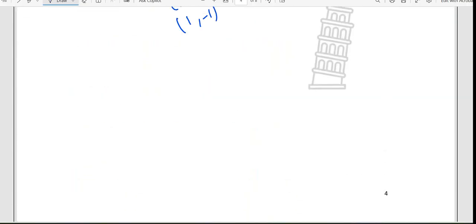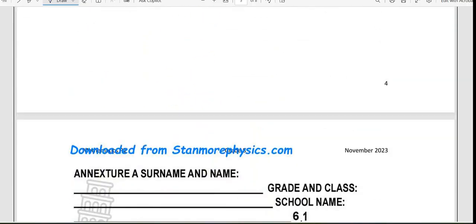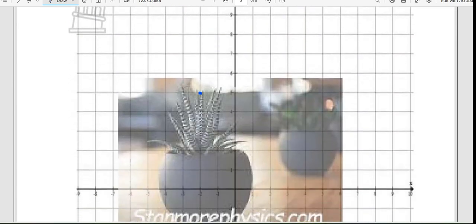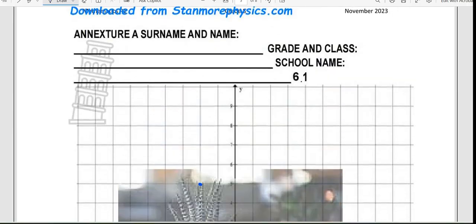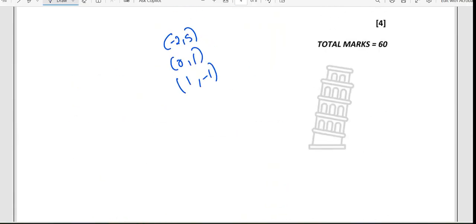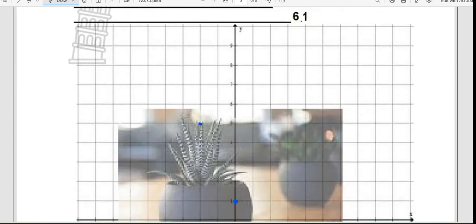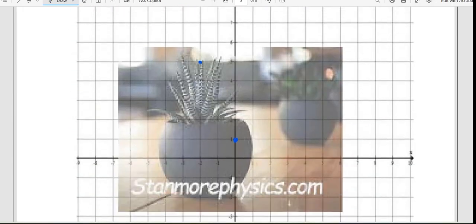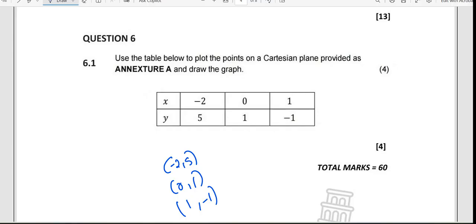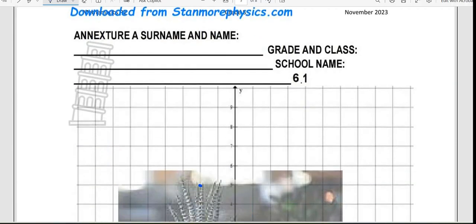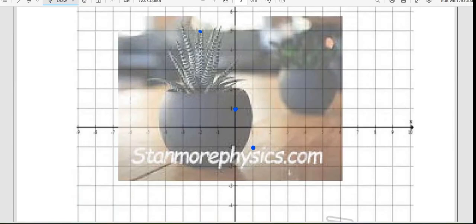Let's check. 0 and 1, that's the y-intercept. 0 and 1, it is here. And then 1 and -1, that's my x here. This is 1 and negative 1. Let's check. They say draw a graph, and after that we are going to draw the graph.